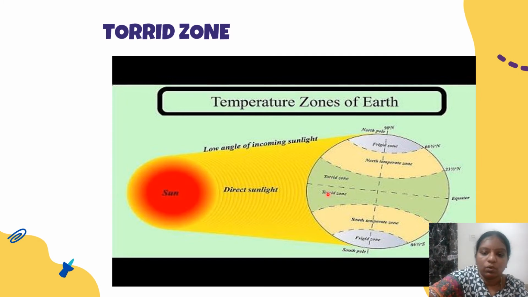Most of the countries in the African continent, a few countries in South America and some countries in Australia are in the torrid zone. You need to find any 5 countries which lie in torrid zone and tell me.